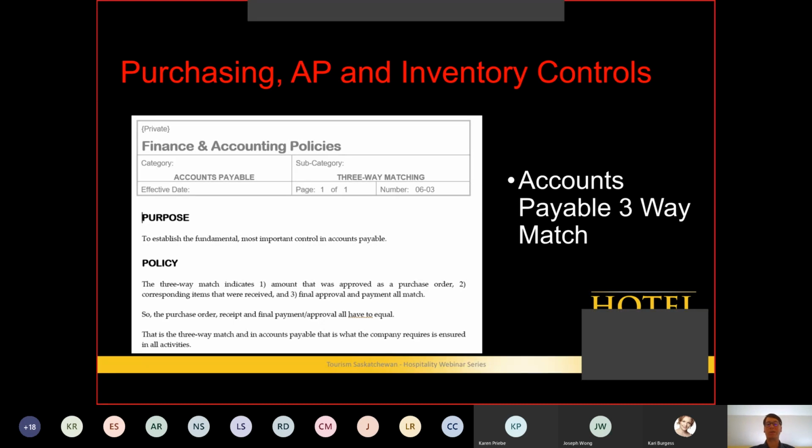And I go into businesses all the time that are paying their bills, and they're just running the checks, signing them and mailing them. They don't even know that the goods were ever approved for purchase or that they were ever received. And it's critical. If you care at all about protecting the assets you have in your hotel, the key control for cash distribution is the accounts payable 3-way match.